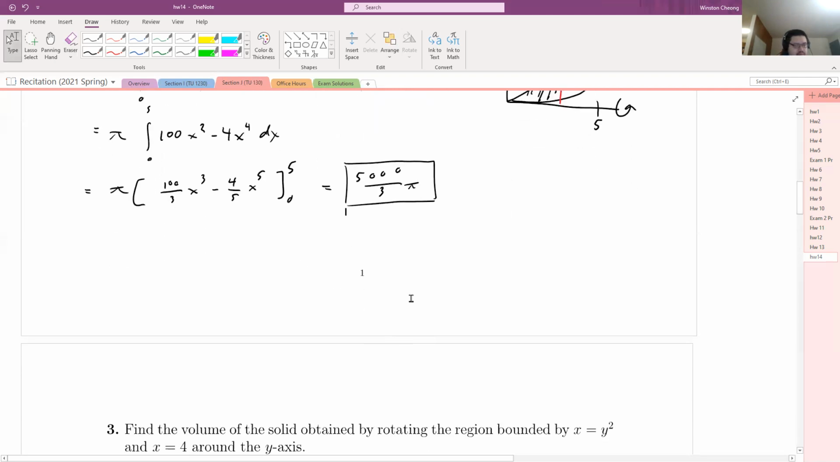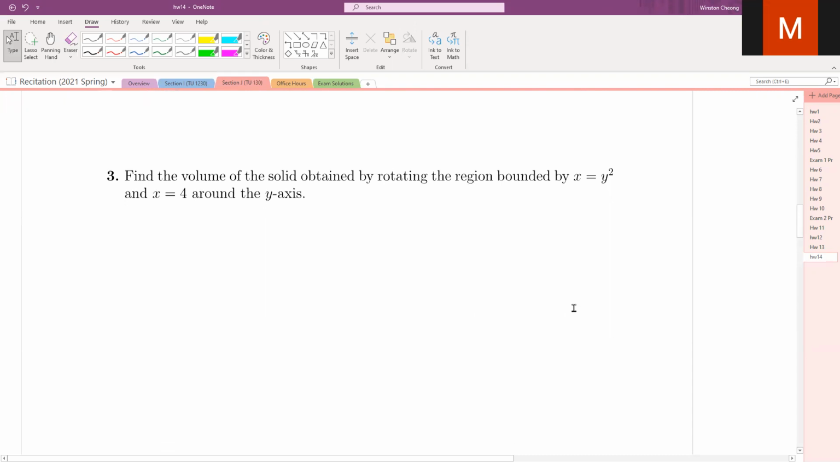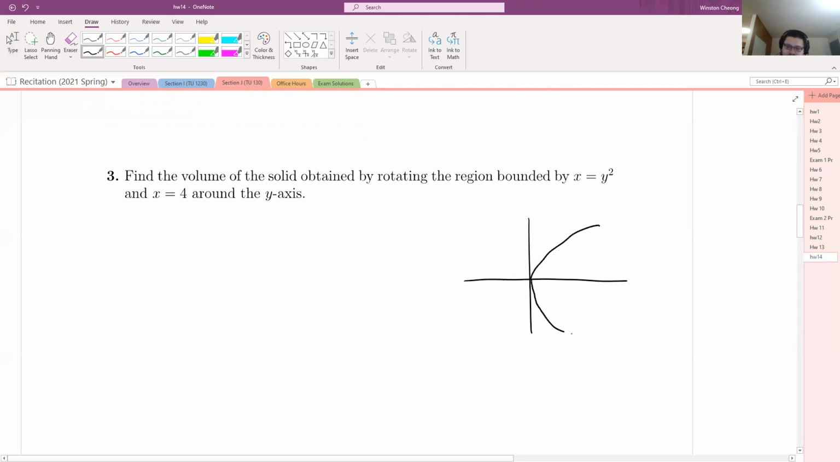Okay. Right. Yeah. So number 3, let's see. So for this problem, notice that it has x equals y squared. So that's kind of not the standard thing that you'd expect. So instead, this is a parabola tilted sideways. I don't know if that's immediately obvious, but I would hope it is.